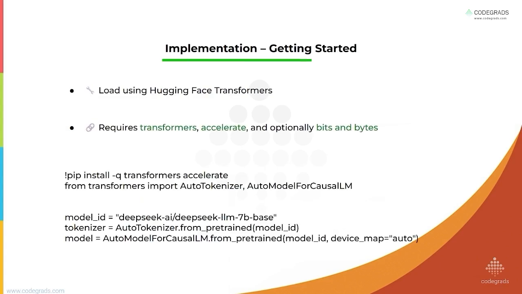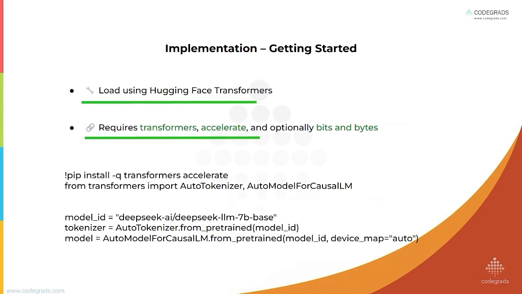Now, moving on to the implementation part, we'll see on Google Colab how we could install Deepseek R1 and how we could get output from it. The first technique is to load using Hugging Face Transformers. We can use the Hugging Face library and transformers. We can also use transformers, accelerate, and optionally bitsandbytes can also be used while implementing R1.